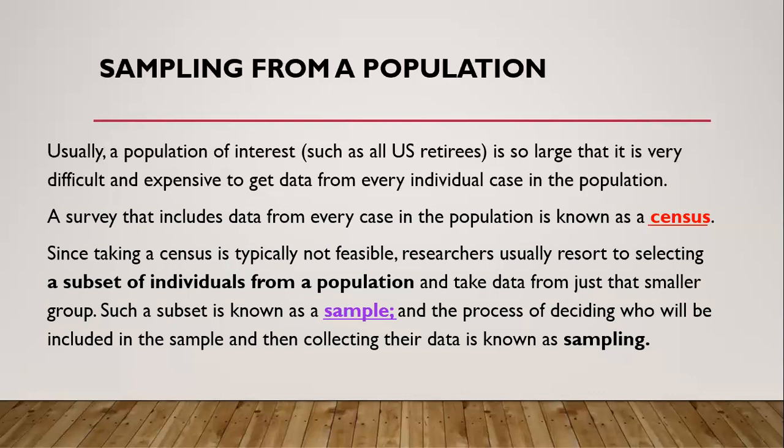But taking a census is typically not feasible. So because of this, researchers usually resort to selecting a subset of individuals from the population, and they take data from just that smaller group. We call such a subset of individuals a sample. And the process of deciding who will be included in the sample and collecting the data from that select group is known as sampling.